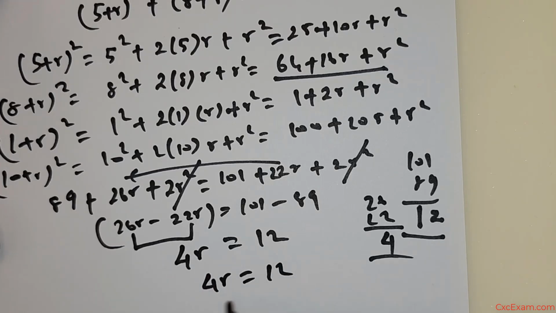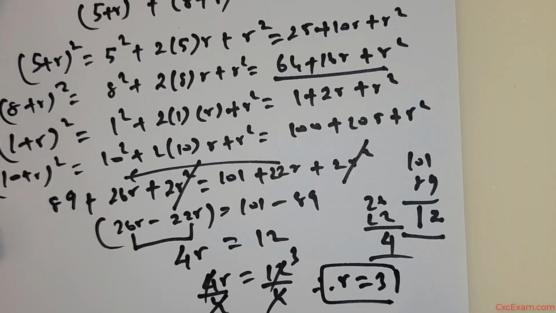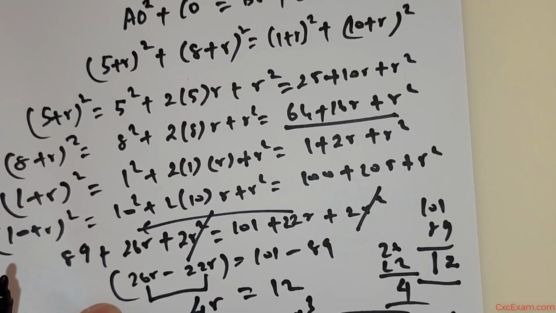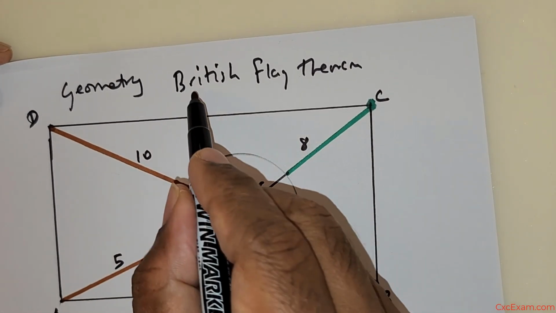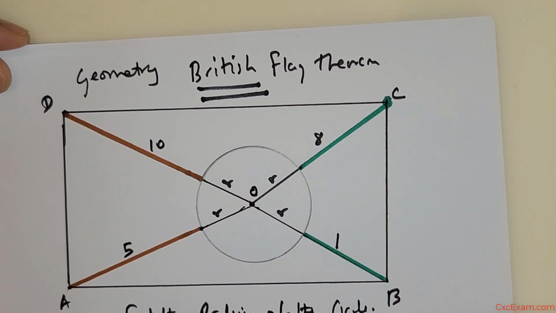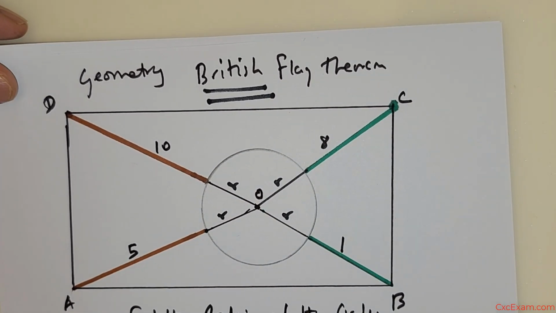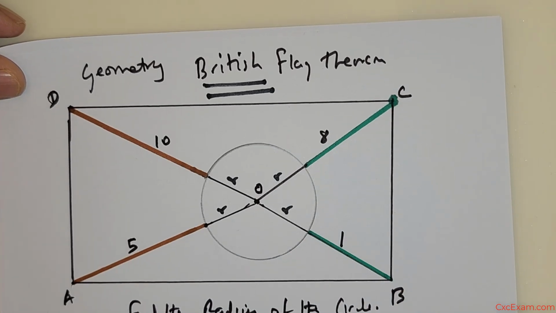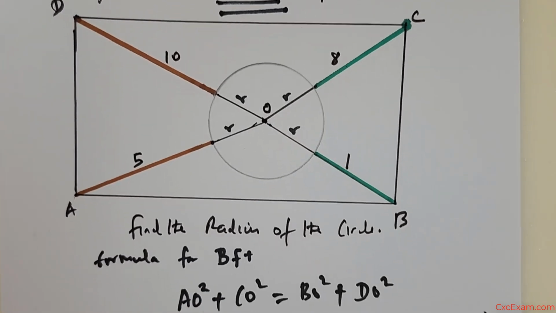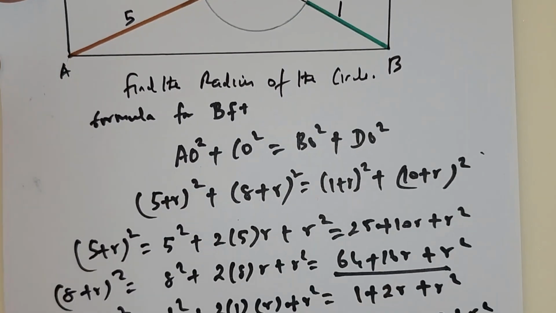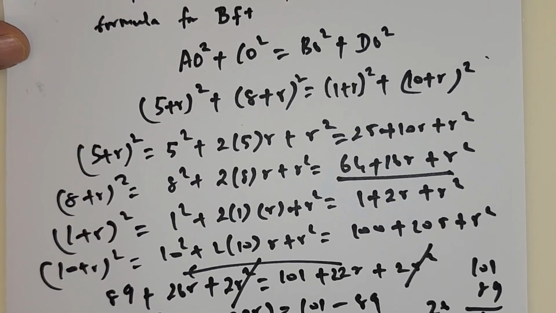So 4 times R is equal to 12. You divide by 4 both sides. So 12 divided by 4 is 3. So therefore R is equal to 3 units. So this is a lovely question. R is equal to 3 units. And this is the all important British Flag Theorem. Okay, so that is the conclusion for this great theorem, and we move on to the next question.